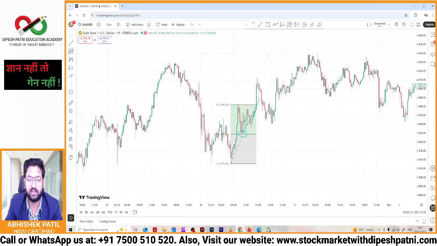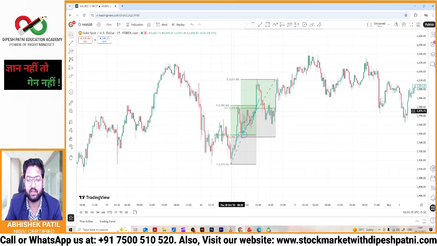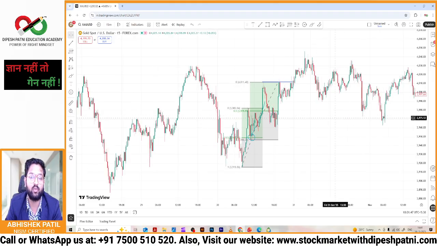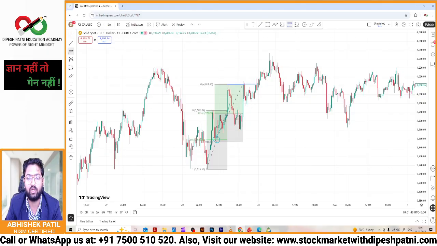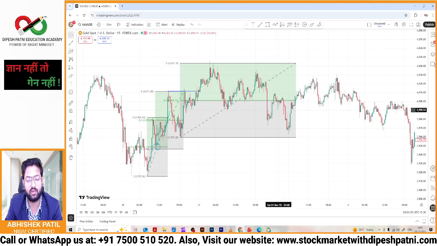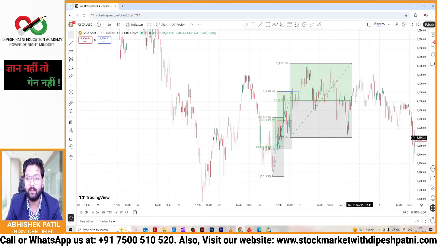For an example, see here, from this low to this high, here again the price reaches the 50% level. And what happened? As soon as the price reversed, take an example wherever you want. Every time the price reaches the 50% zone, we can expect a huge momentum in the market. See here, we have one more: this is the low, this is the high. The price reaches the 50% zone, so we can expect a huge momentum in the market, right?